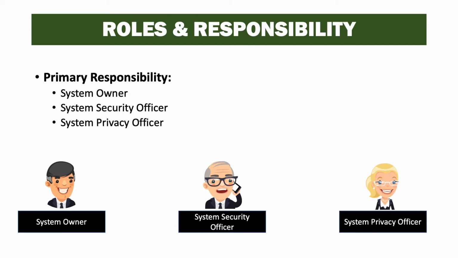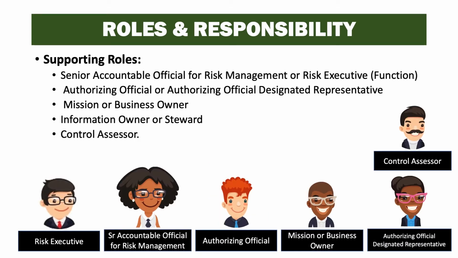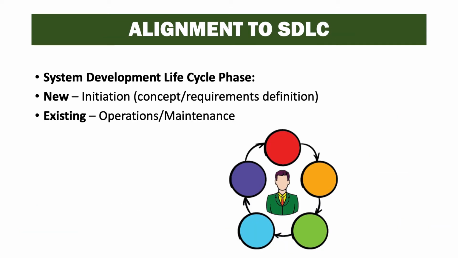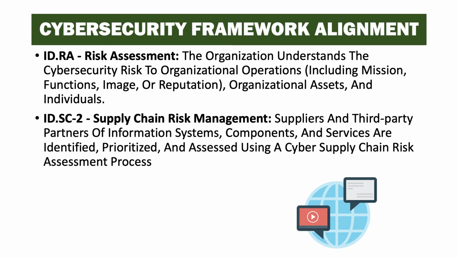Primary responsibility for this task is the system owner, the system security officer, the system privacy officer, supported by the senior accountable official for risk management or the risk executive function, the authorizing official or authorizing official's designated representative, the mission or business owner, the information owner or information steward, and of course the security control assessor. This aligns to the SDLC for a new system in the initiation step, concept requirements definition, and for existing systems in operations and maintenance. It aligns to the cybersecurity framework for ID.RA or risk assessment.